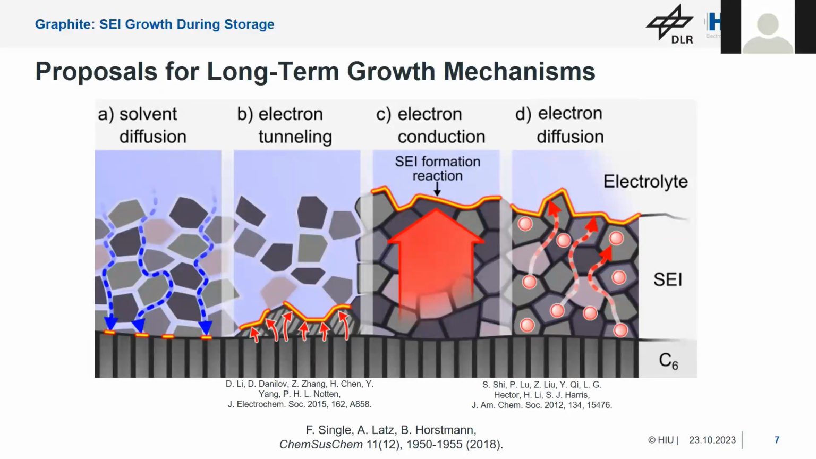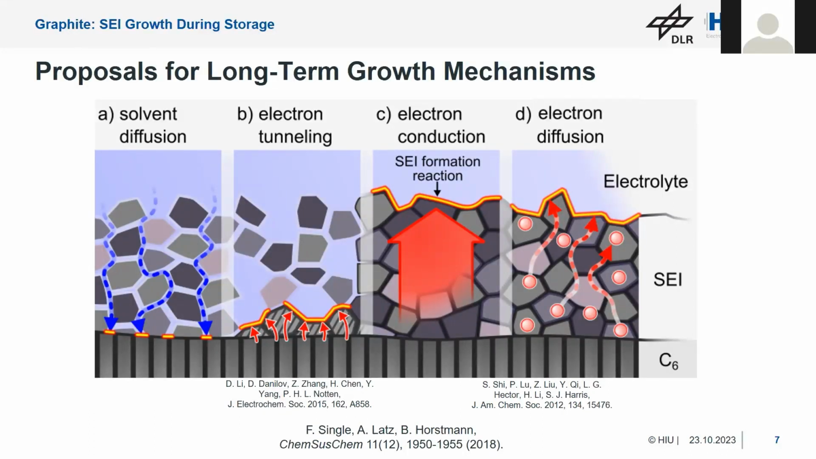There's this solvent diffusion mechanism I've explained before. Then people also discussed an electron tunneling mechanism, where the electron tunneling through these 1 or 2 nanometer initial layers governs the whole SEI growth. Some people did and still do talk about electron conduction as a main mechanism. And then the electron diffusion mechanism is also prominent, which I've described before. But let me particularly explain what this means.